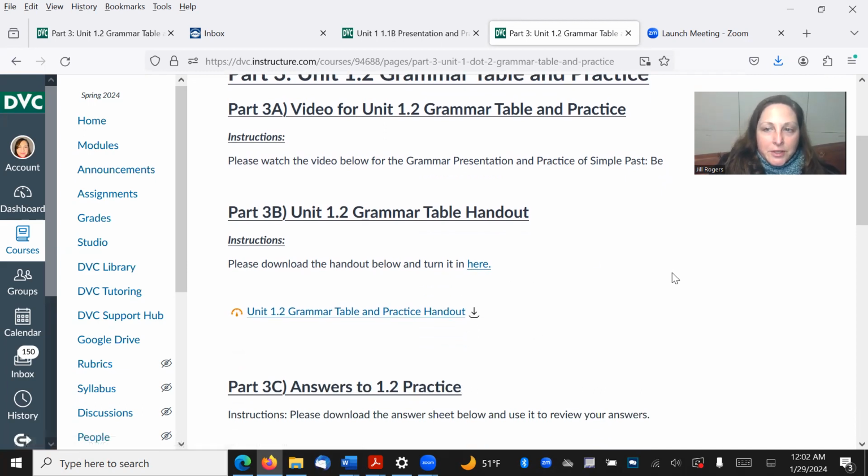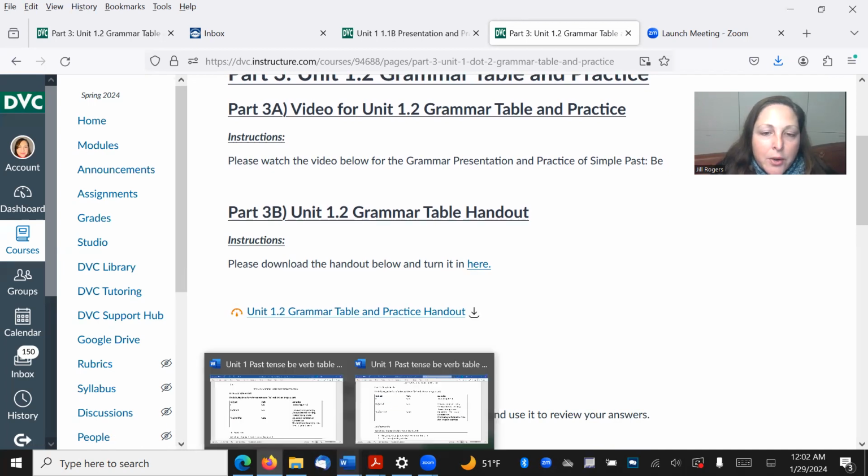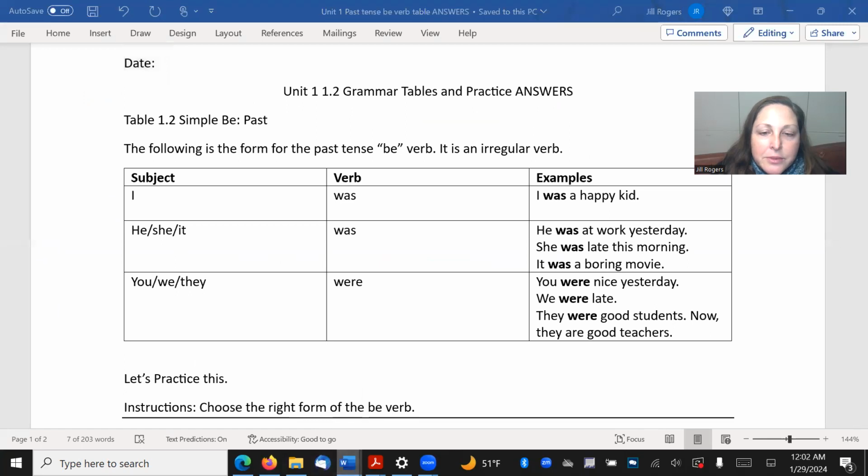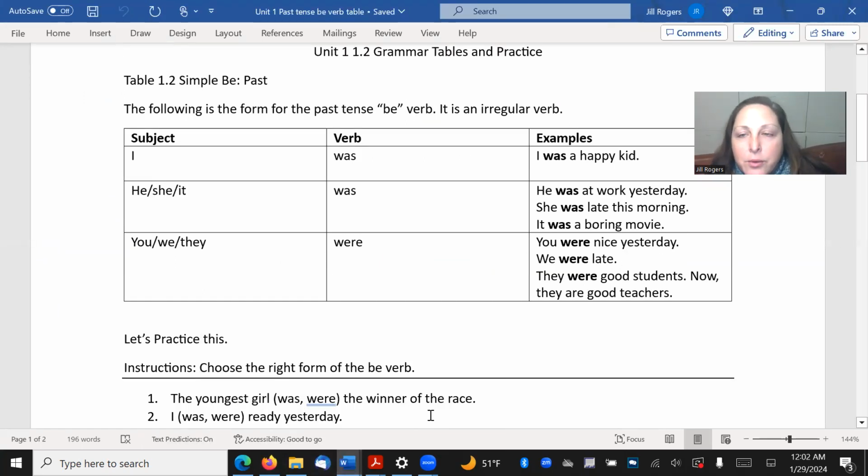And also when you're finished completing it, please download the answer sheet and compare your answers so you can review it and make sure you get it right. Okay, so let's go ahead and take a look. I think this is the right one. No, that's the wrong one. That's the one with the answers. Let's first start without the answers.